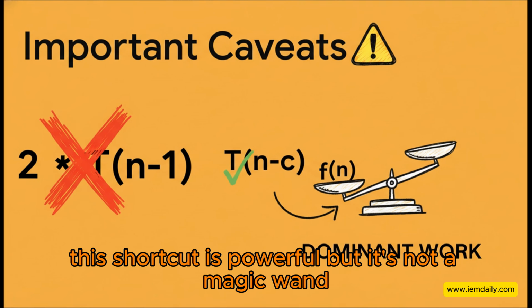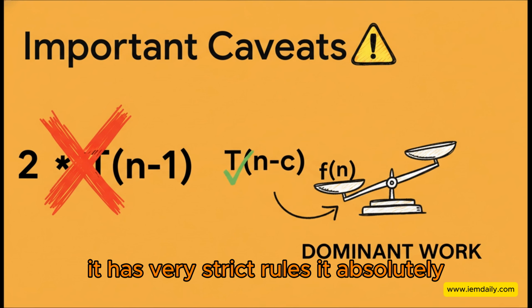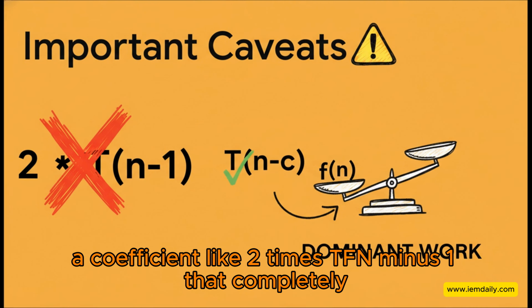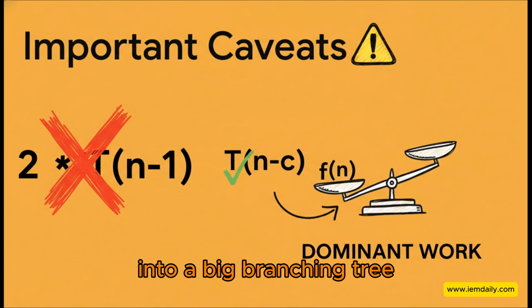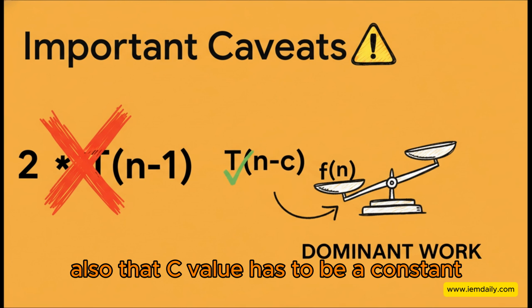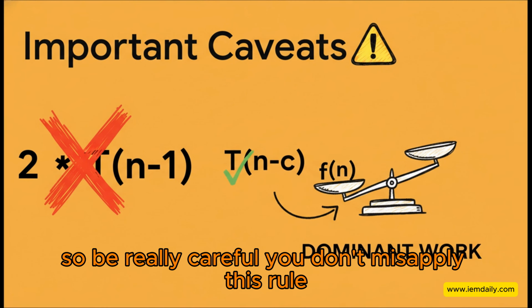Okay, now a really important warning. This shortcut is powerful, but it's not a magic wand. It has very strict rules. It absolutely does not work if there's a number out front, a coefficient like 2 times t of n minus 1. That completely changes the recursion tree from a simple chain into a big branching tree. Also, that c value has to be a constant, so be really careful you don't misapply this rule.